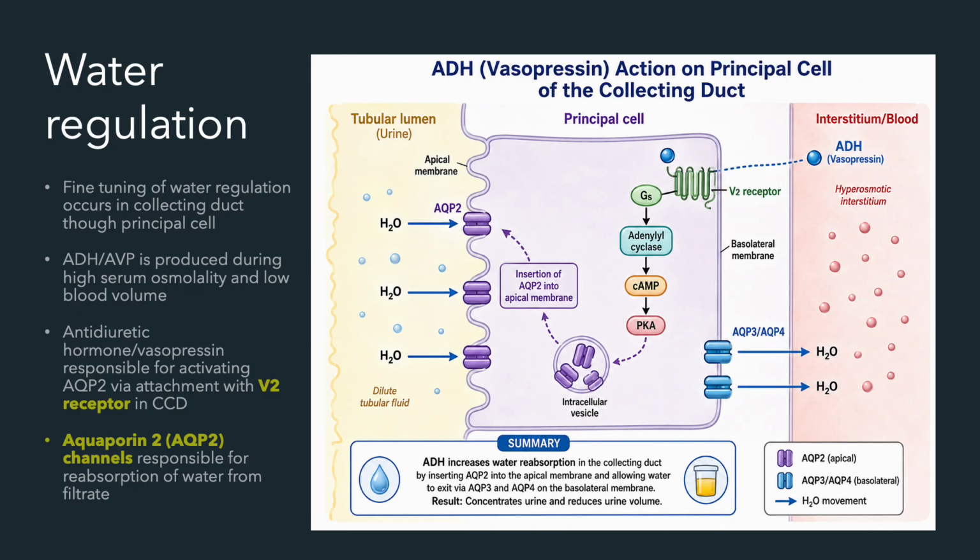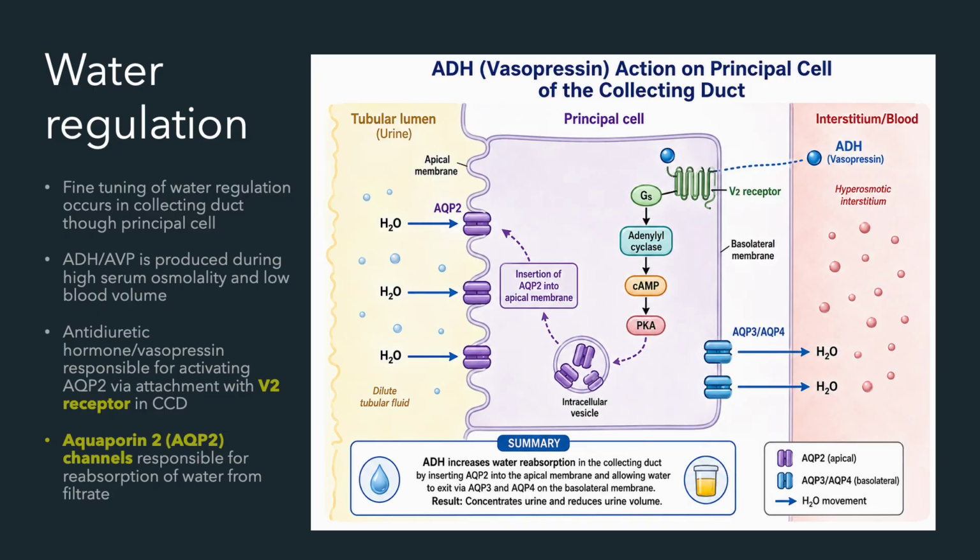Let's take a closer look at where ADH acts on the principal cell of the cortical collecting duct. High ADH or AVP is produced usually in response to high serum osmolality or low blood volume states. These are two states where you would think it's necessary to conserve as much water as possible, hence the term antidiuretic hormone. The ADH molecule attaches to the V2 receptor on the basolateral side of this cell. This stimulates intracellular responses that eventually lead to the production and translocation of aquaporin 2, or AQP2 channels, that are ultimately responsible for allowing water to quickly enter the cell and be reabsorbed from the filtrate.